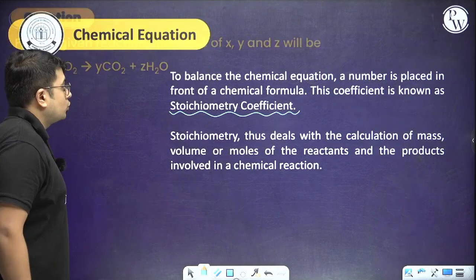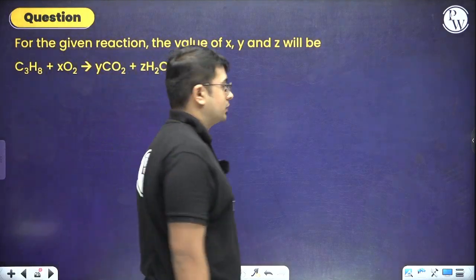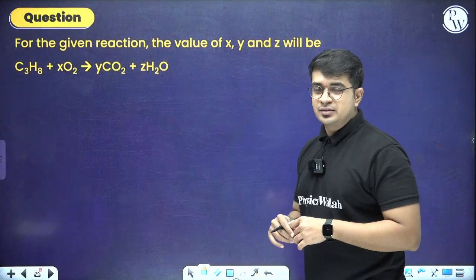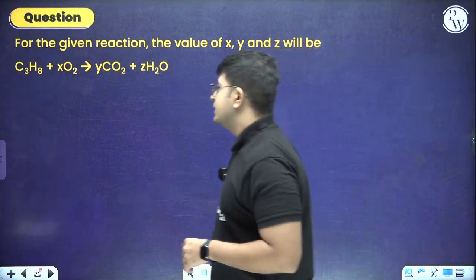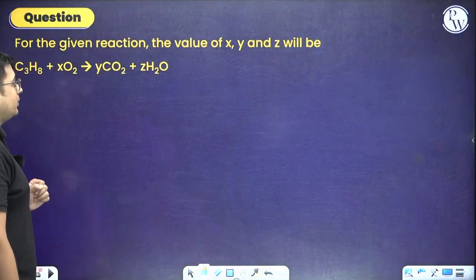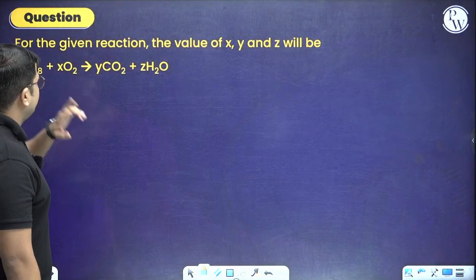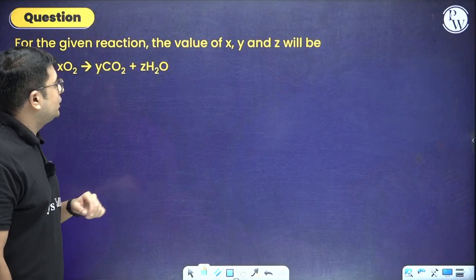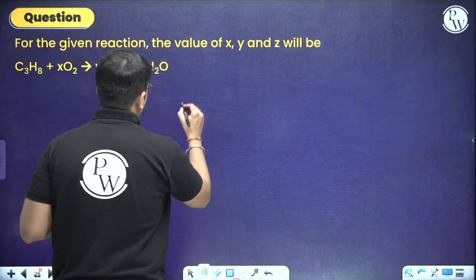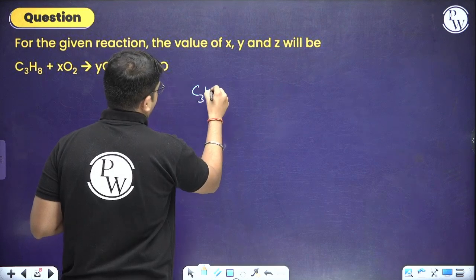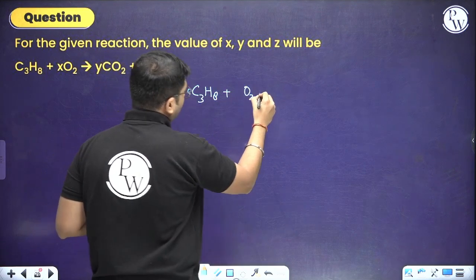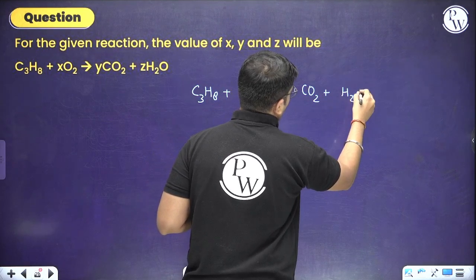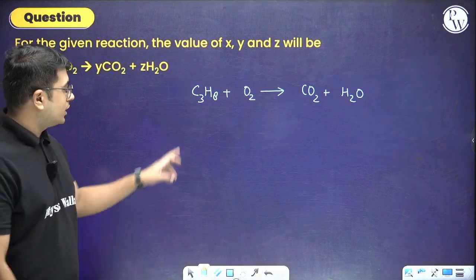Okay, so to understand the entire part, let's talk about a simple question first. For the given reaction, the values of x, y, z will be, and we know this is an unbalanced equation. We have to find the x, y and z values. I am writing it as C3H8 plus O2 gives us CO2 plus H2O. Now this equation is unbalanced because carbons are 3 on one side and 1 on the other.